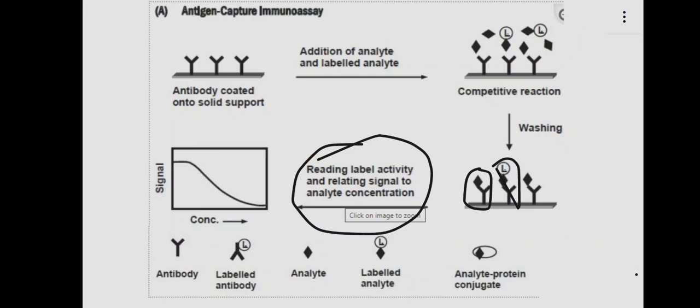Or it could be simply taking the tube and putting it in the radioactivity counter, or taking the tube into a spectrophotometer. So depending on whatever label we have, then we read activity. So the signal which is obtained relative to the concentration of the analyte will be inversely proportional.